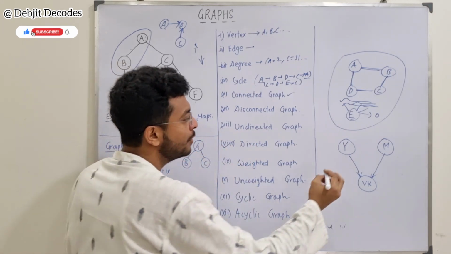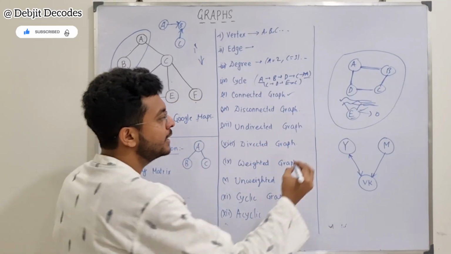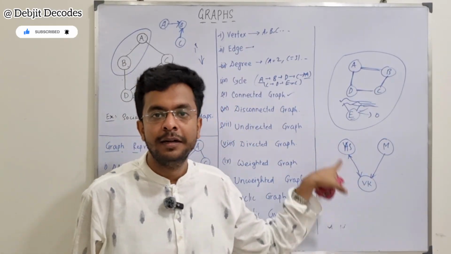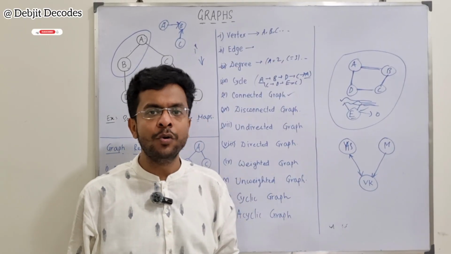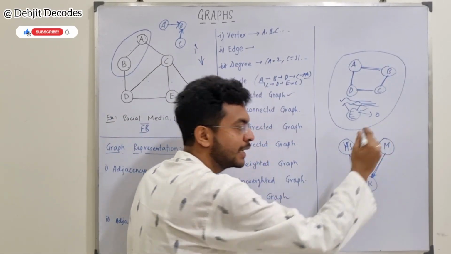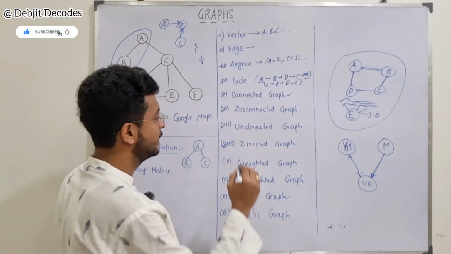You cannot say it is both directional. Suppose it is Anushka Sharma, then in that case it is both directional. It can be both directional, no problem with that. But if it is single directional, that doesn't justify that you can say the reverse way as well. So that is the meaning of a directed graph.